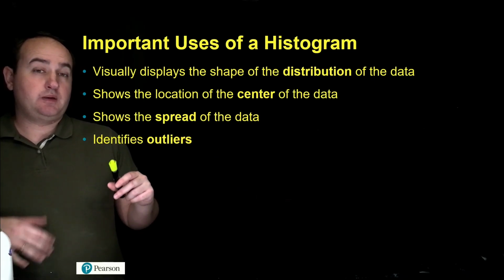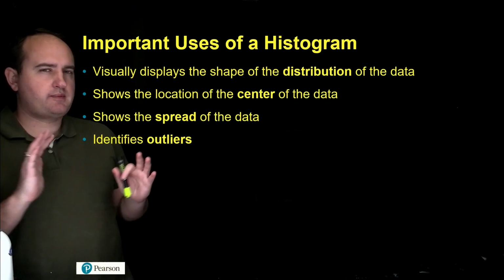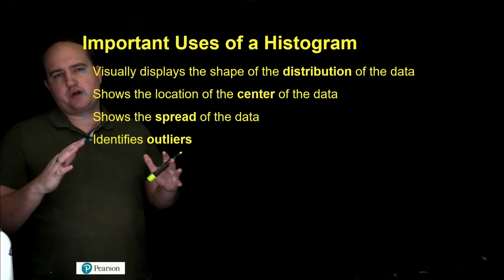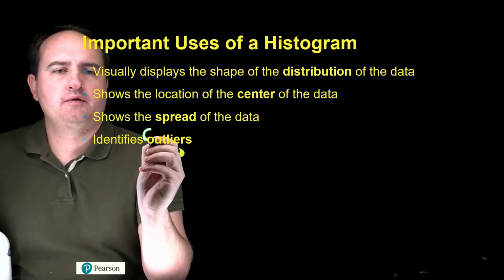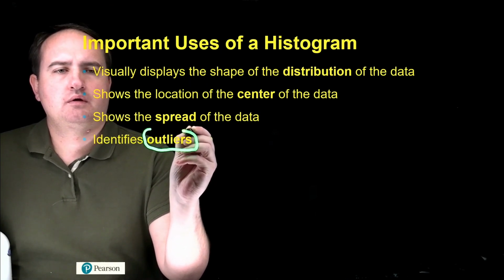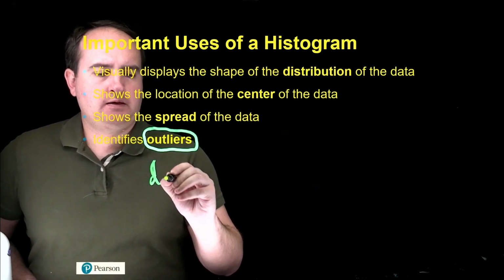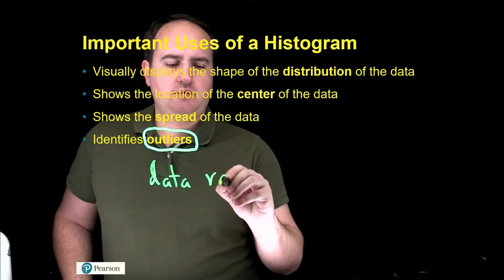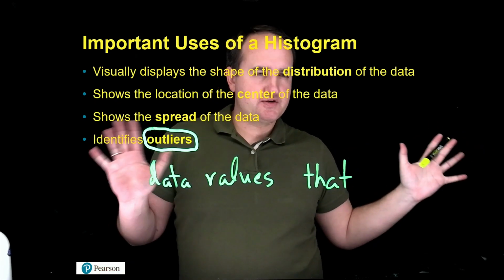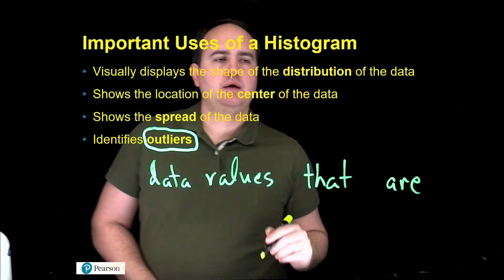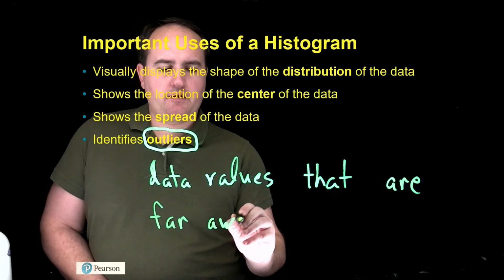Okay, and then the last important use of a histogram is it identifies outliers. Now, we're not going to talk about this in much detail, but I want to at least introduce outliers. Outliers are just data values that are far away from the others. Okay? So the word outliers just means data values that are far away from all the other data values. Okay? Data values that are far away from the others.